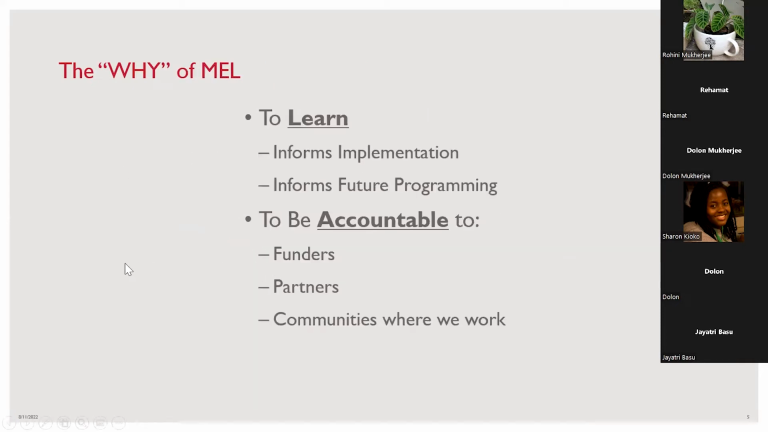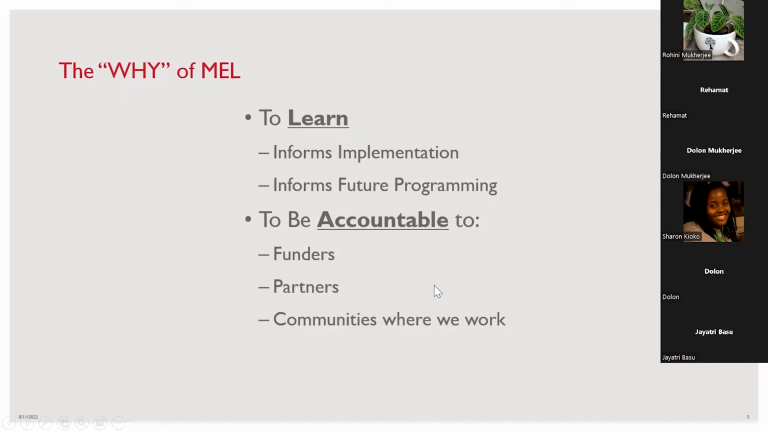So why do we do MEL? It's first to learn, right? That's the first thing. It is to inform implementation in your ongoing programming, and it is to inform future programming as well. If you're doing a programming in one context and you want to do something similar in a different context, what you learn in the first project should inform what you do in your next project.